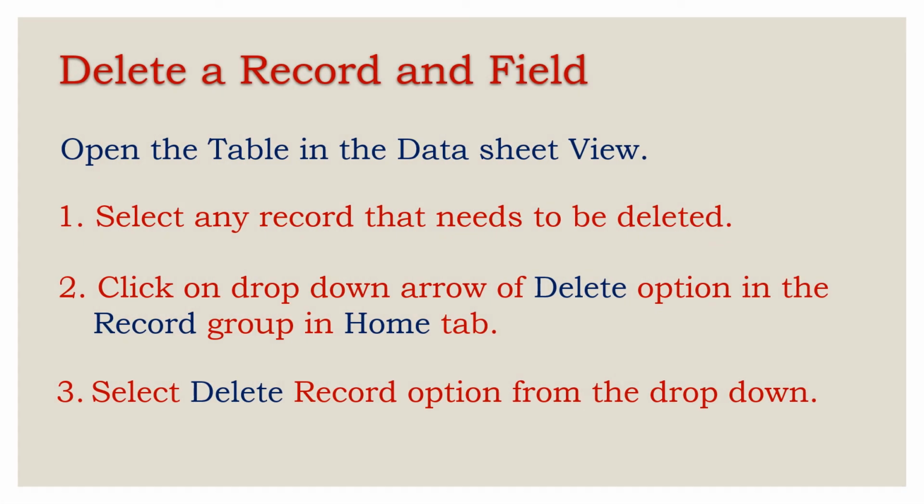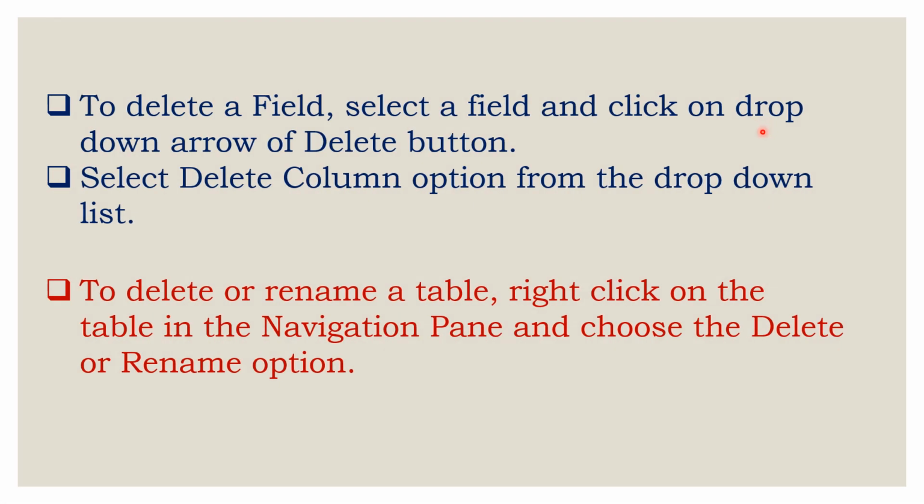To delete a record and a field, first open the table in the datasheet view. Select any record that needs to be deleted. Click on drop-down arrow of Delete option in the Record group in Home tab. Select Delete Record option from the drop-down. To delete a field, select a field and click on drop-down arrow of Delete button. Select Delete Column option from the drop-down list. Or to delete or rename a table, right-click on the table in the navigation pane and choose the Delete or Rename option.